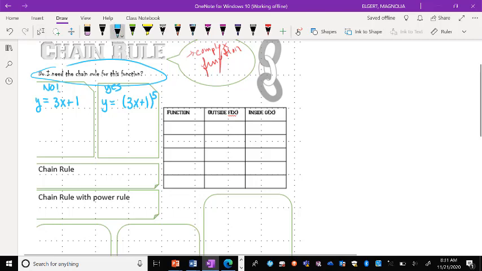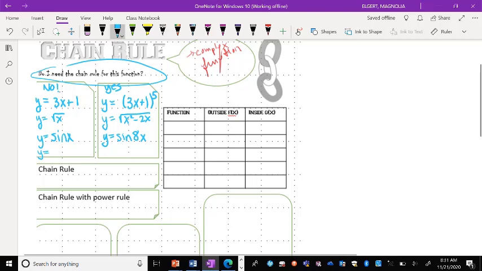If I have y equals the square root of x, I don't need the chain rule. If I have y equals the square root of x squared minus 2x, I need the chain rule. Y equals sine of x, I don't need the chain rule. We have a basic rule for that. But if I have y equals sine of 8x, I need the chain rule.